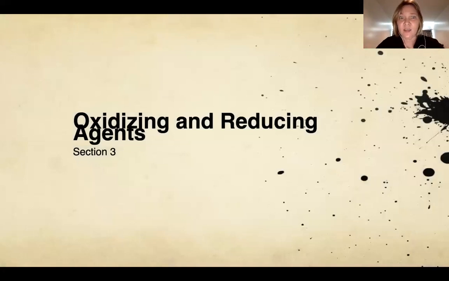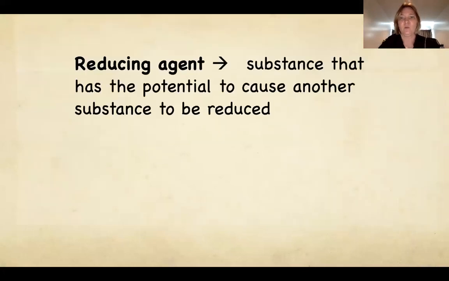Okay, this video is about oxidizing and reducing agents. It's not going to be that long because it's not a very long topic. A reducing agent is a substance that has the potential to reduce another substance.